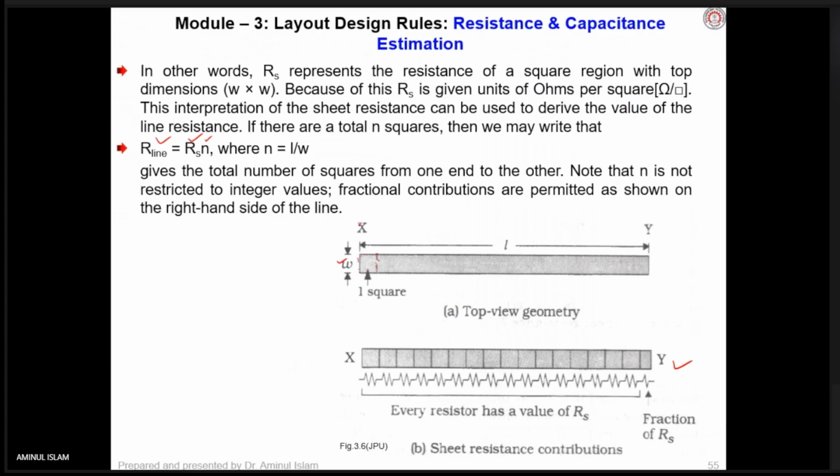This is once again the estimation of resistance and capacitance. If you have an interconnect of length L and width W, then you can divide the length by W and you get the number of squares, and you can get the value of resistance if you have the knowledge of R sheet. If you know the value of sheet resistance, you can find the resistance by multiplying L by W into R sheet.